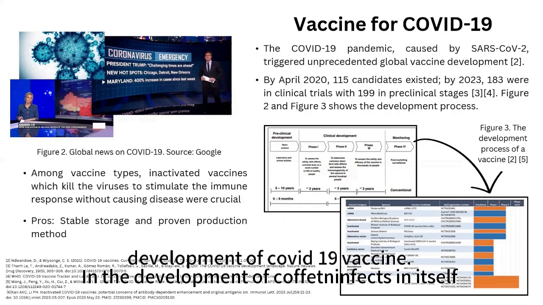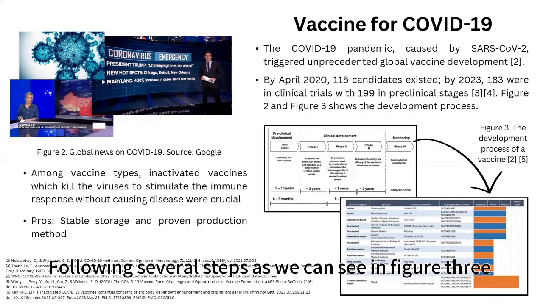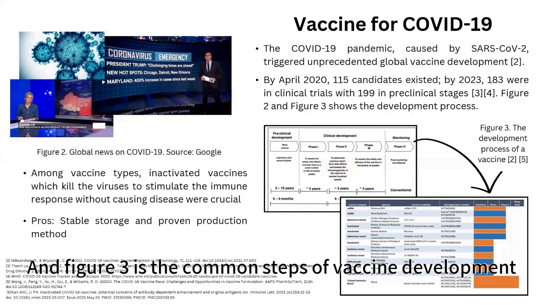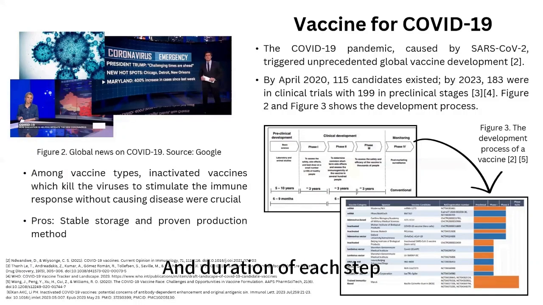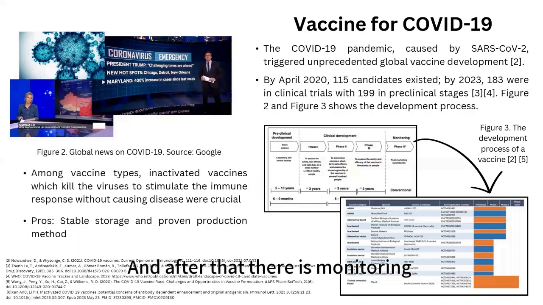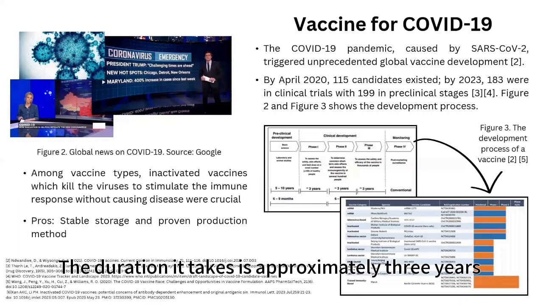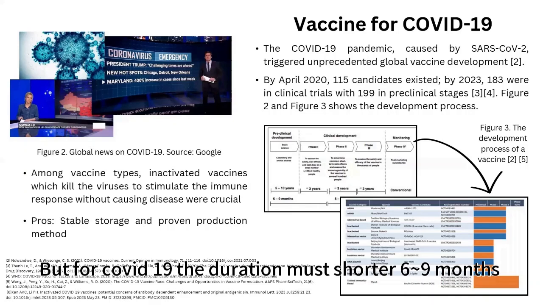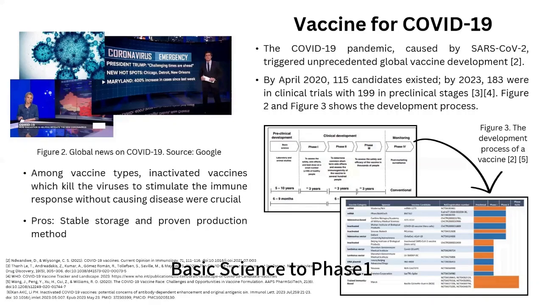The development of COVID-19 vaccine itself follows several steps, as we can see in figure 3. Figure 3 shows the common steps of vaccine development and the duration of each step. There are preclinical, clinical, which consists of 3 phases, phase 1, phase 2, and phase 3, and after that, there is monitoring. The duration it takes is approximately 3 years, but for COVID-19, the duration was much shorter, 6 to 9 months. From basic science to phase 1, it takes 6 to 9 months also. From phase 2 to phase 3.